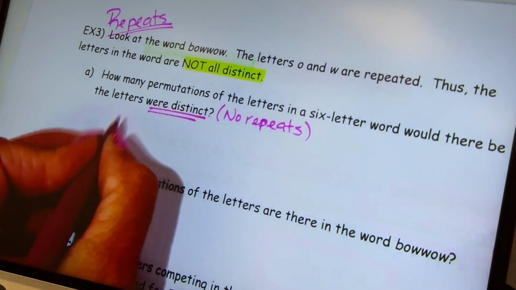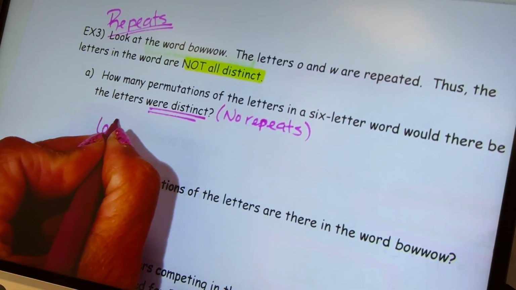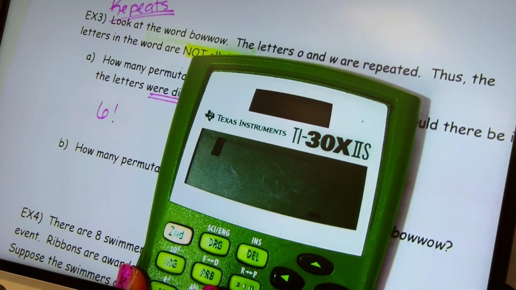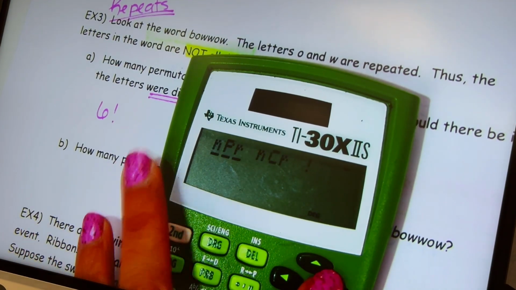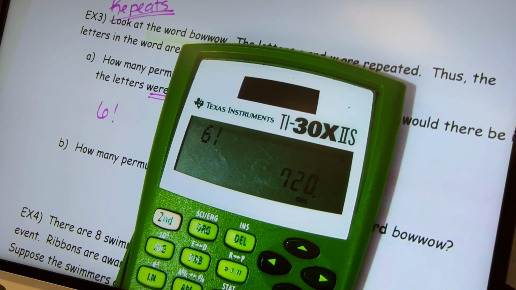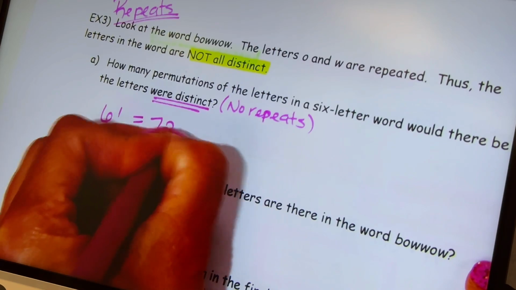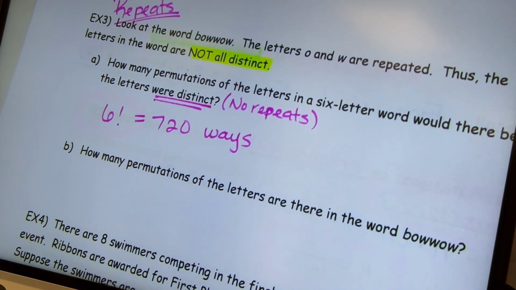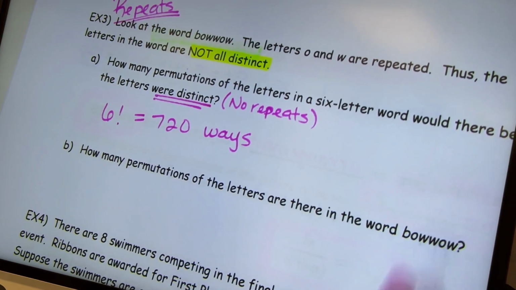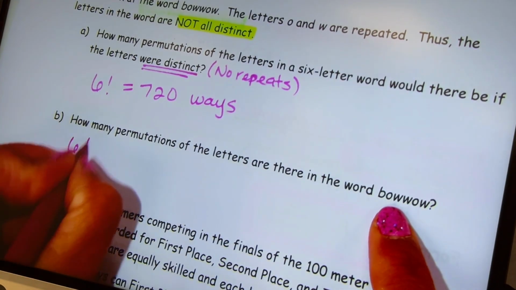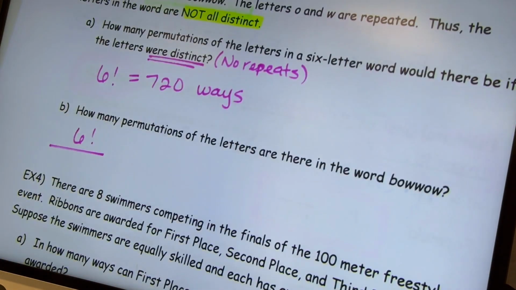Well, if there's 6 letters, then it's just a pure arrangement, so it would be 6 factorial. 6 times 5 times 4 times 3 times 2 times 1, but we can use our calculator for that. So finding the factorial key, what should we get? 720, right. So there's 720 ways that those letters can be rearranged, okay? Well, how many permutations of the letters are there in the word bow wow? Well, we have to be careful because there are 6 letters, right? Yeah. So we are going to have the 6 factorial, but we have to divide out the repeats.